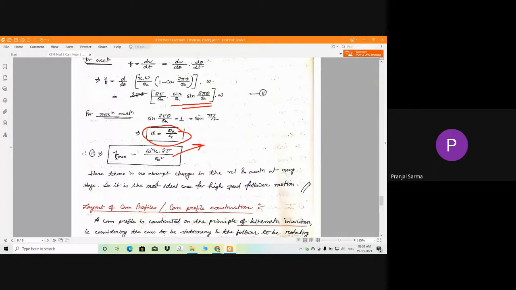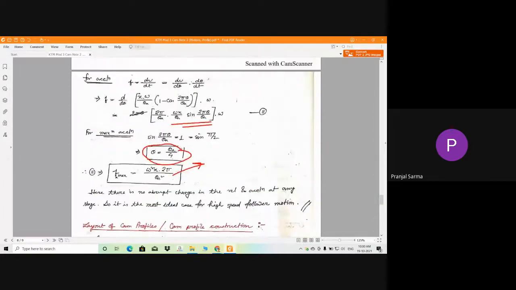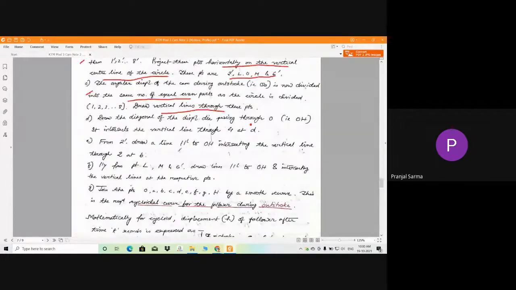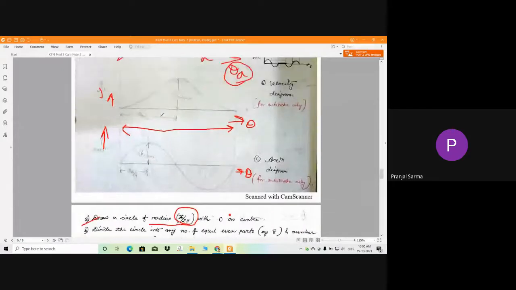If you look properly, there is no abrupt change in the velocity and acceleration at any of the stages. These are smooth curves. The maximum velocity you are getting is at theta a by 4, and the acceleration smoothly decreases. Similar is the case here. This can also be obtained experimentally. So you can see there are no abrupt changes.